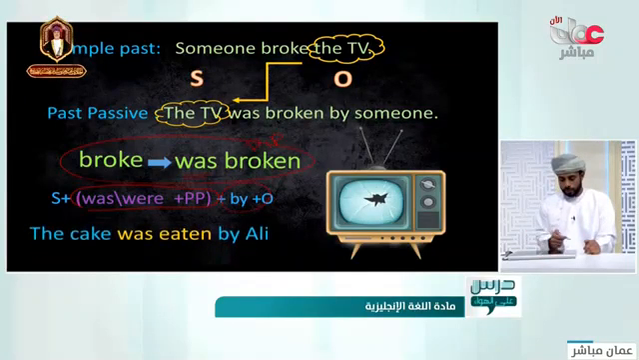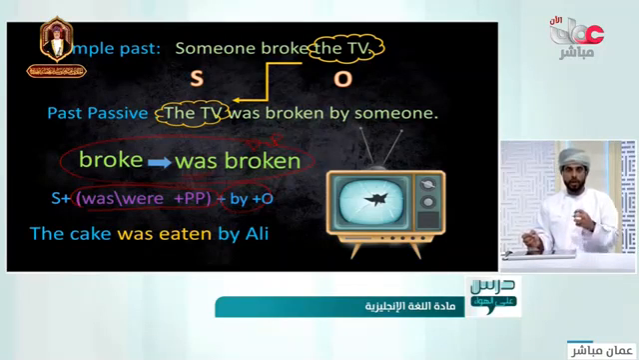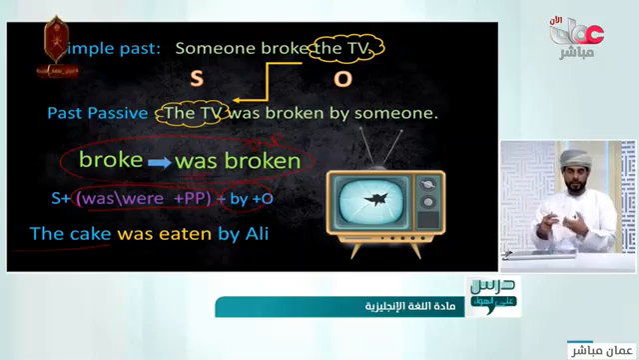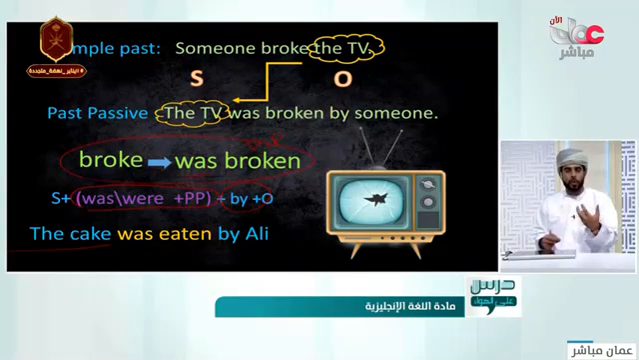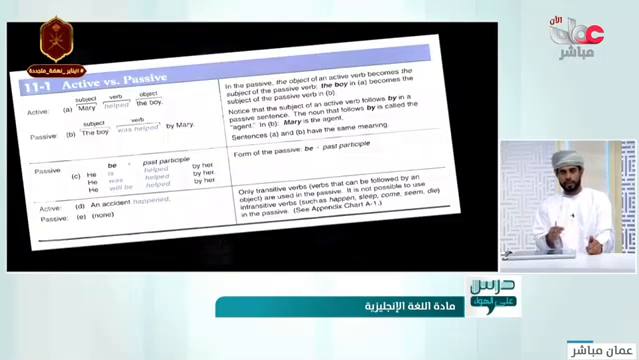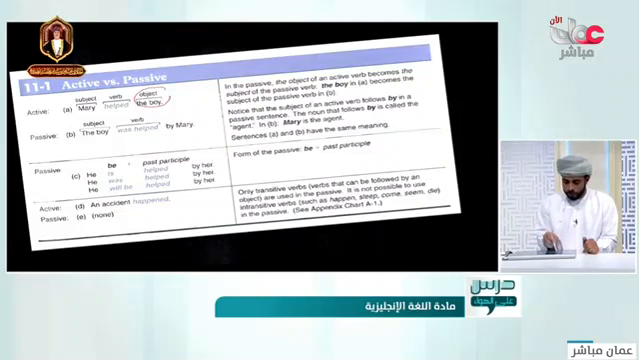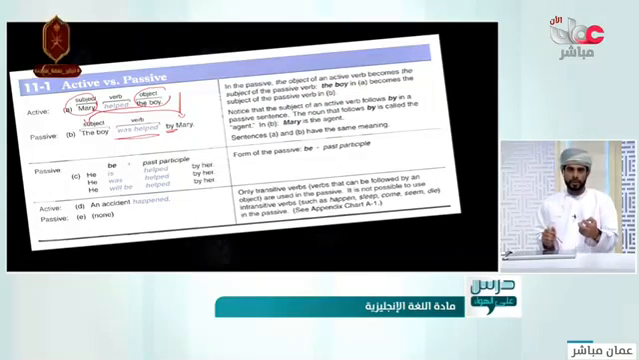Like this one. The cake was eaten by Ali. Who received the action? The cake received the action. Who ate it? Ali ate that cake. But we start with the word cake. Why is that? We are going to discuss the reasons for using the passive later. But before that, let's remind you of the structure of that sentence. We said that the object moved to the subject, and sometimes the subject moved to the object position if we use the word by, and we have changed the verb from the past simple to the past passive.